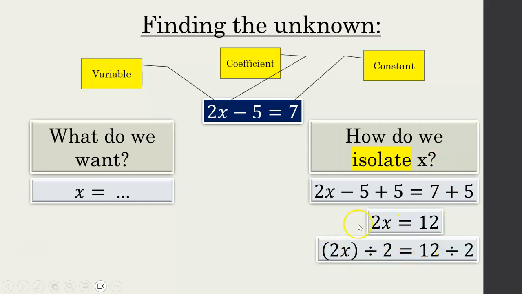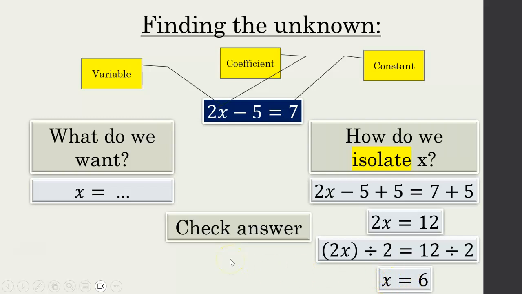So I'm going to divide this side by 2, because then I just get x by itself. Remember, if I do something to the left-hand side, I have to do it to the right-hand side. So I'm going to divide 12 by 2 as well. Then I get x, because 2x divided by 2 is just x. And I get 12 divided by 2, which is 6. Do I have a final answer? Yeah, I do. I have x is equal to 6.